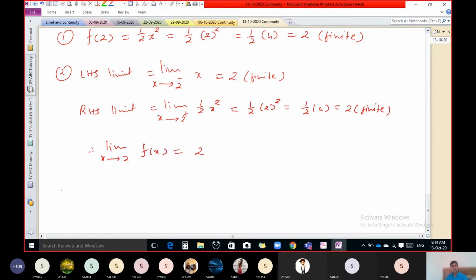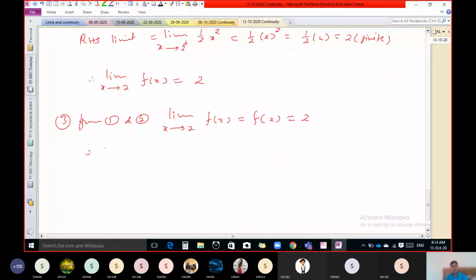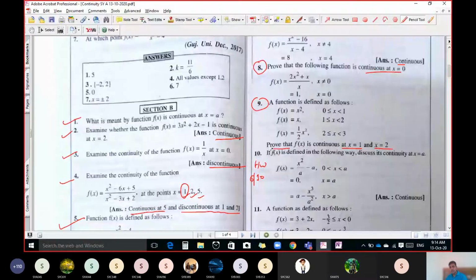And now see the answer of the first condition and second condition, we can say that limit x tends to 2 f of x and f of 2 both are equal. So we can say that the third condition is also satisfied. So we can say that the function is continuous at x equal to 2. Over. So this is the way to solve this type of question.